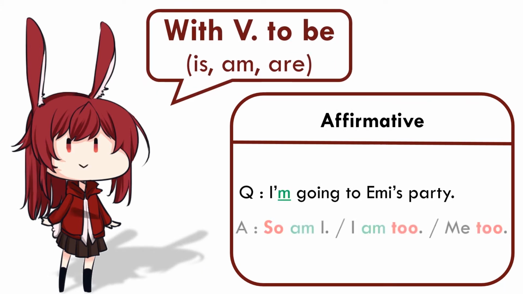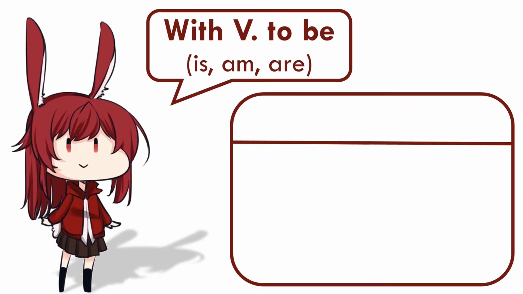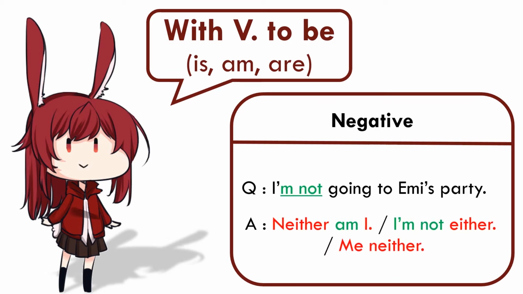With verb to be, affirmative: I'm going to Emmy's party. So am I. I am too. Me too. Negative: I'm not going to Emmy's party. Neither am I. I'm not either. Me neither.